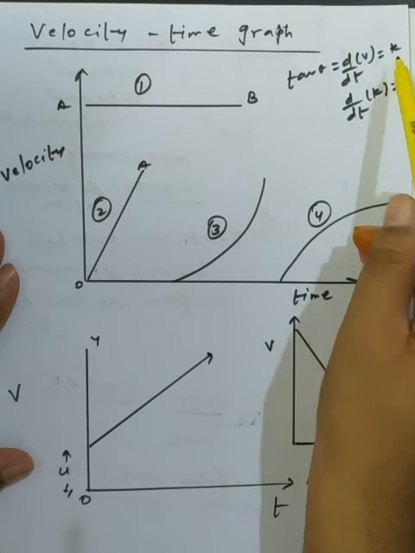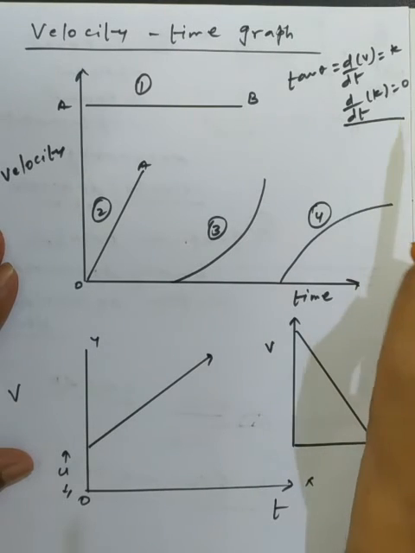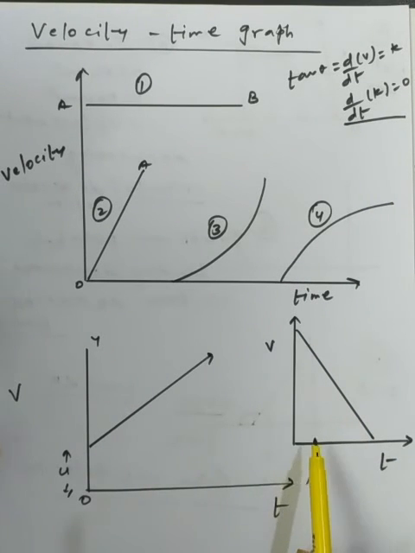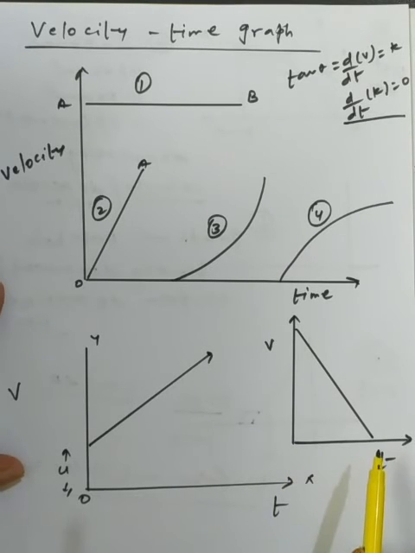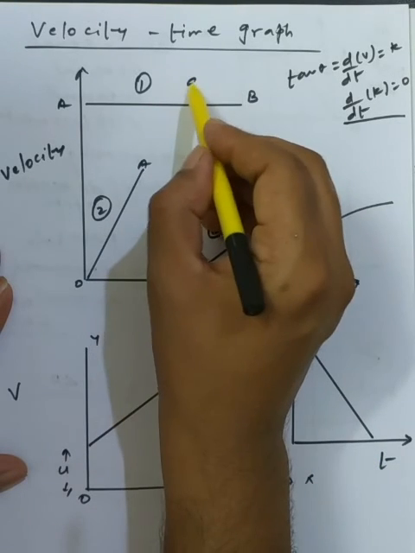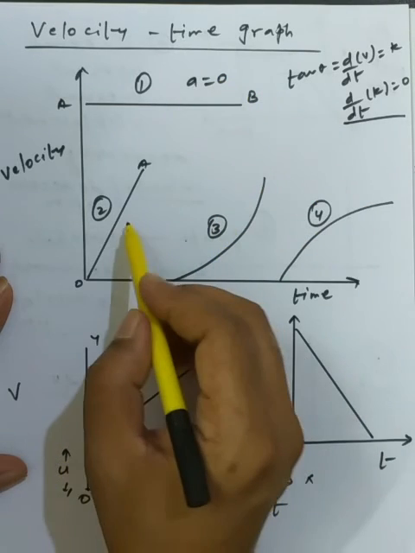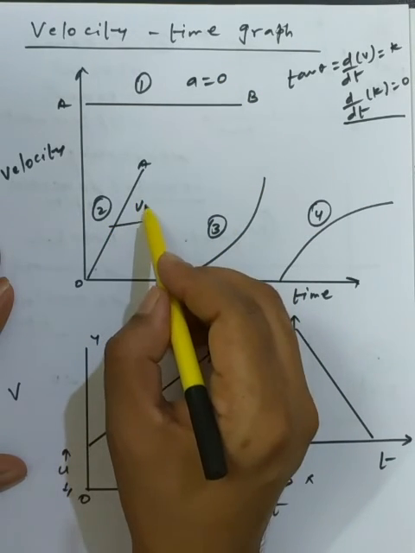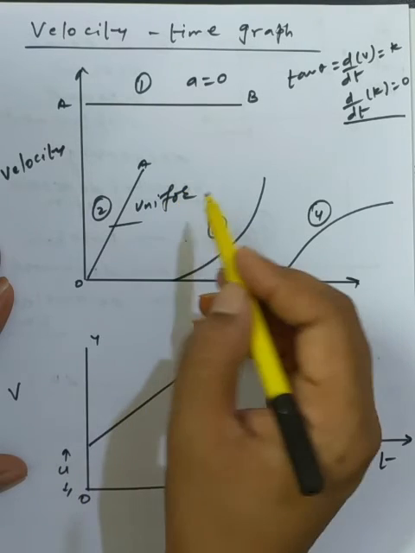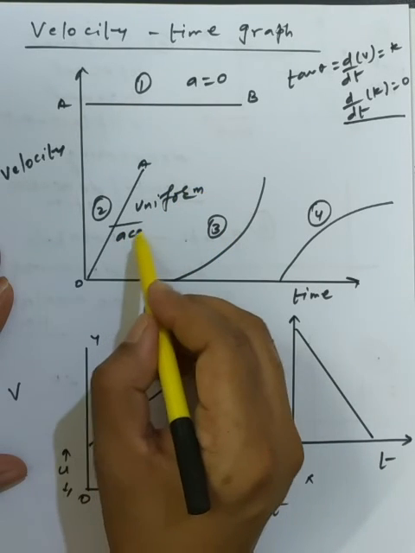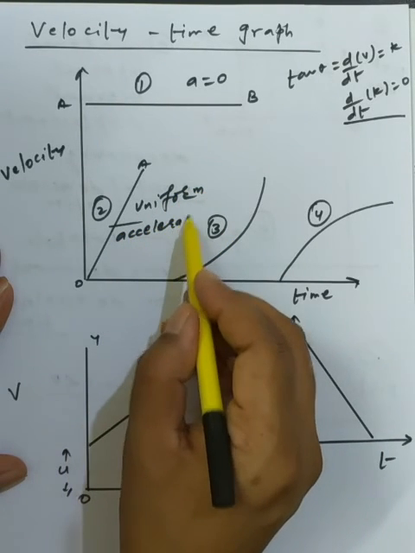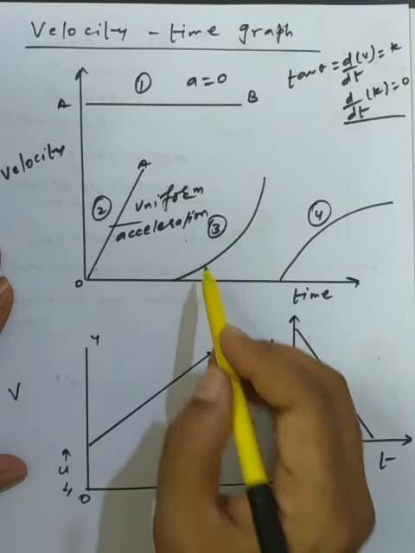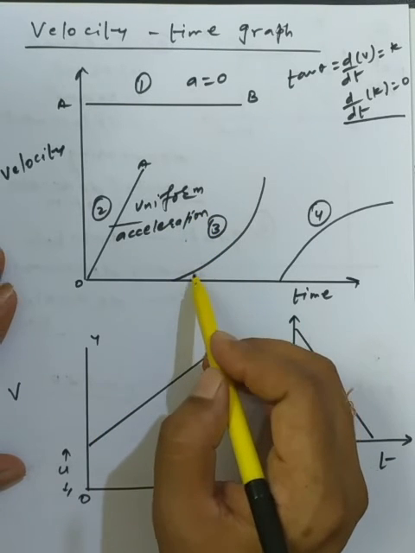K means the constant, and the derivative of a constant is 0. So the first graph indicates that the object is moving with uniform velocity, and the acceleration is 0. Now here the slope of the graph is constant, so it gives the concept of uniform acceleration. Okay, so this is the type of graph.